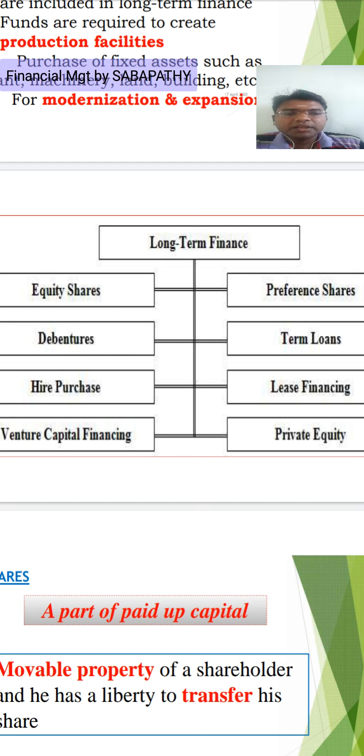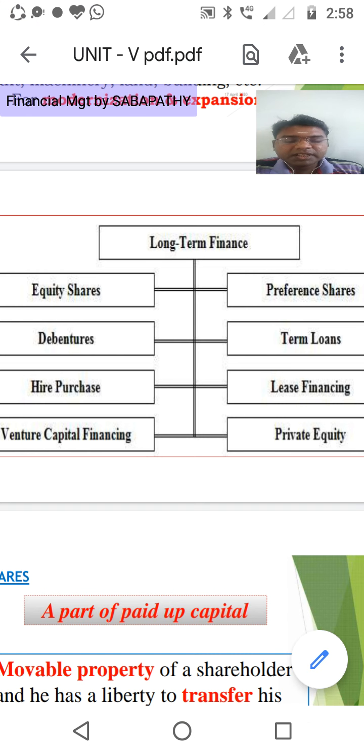First one is equity share, preference share, debenture, term loans, hire purchase, leasing finance, venture capital financing, and last one is private equity. So with the help of these 8 elements a company can mobilize the fund through long-term finance. So these are all the different methods of mobilizing the long-term sources of fund. Totally we have 8 elements.